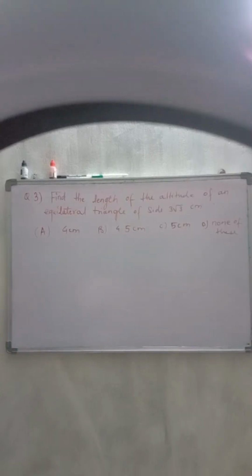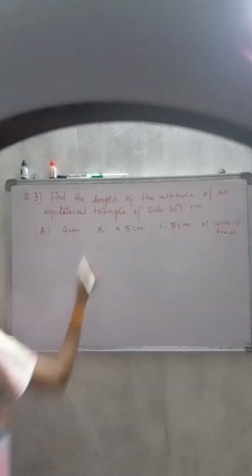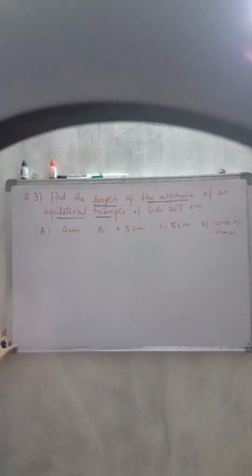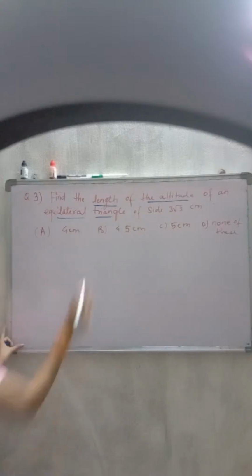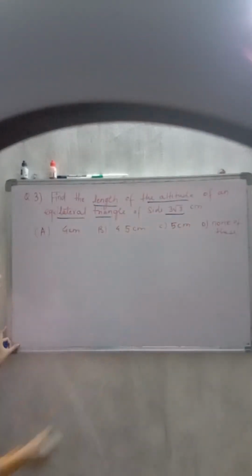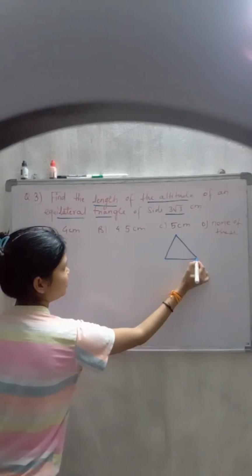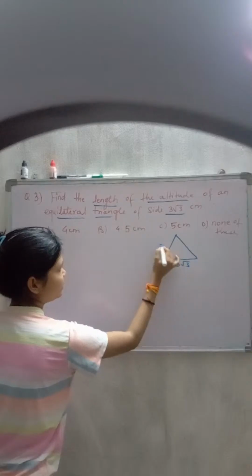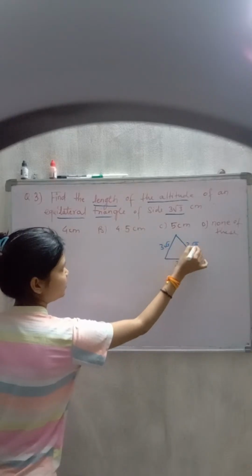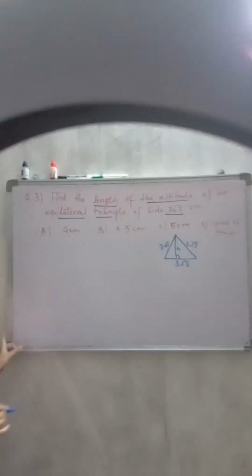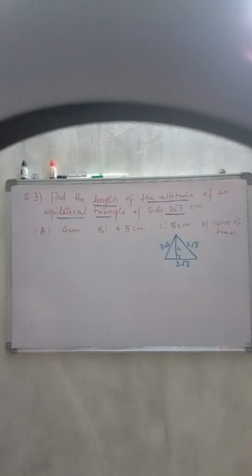So let's solve this. We want the length of the altitude of an equilateral triangle. What is an equilateral triangle? The triangle in which all three sides are equal. So side is given as 3 root 3 and we want the length of the altitude. Okay, suppose this is our equilateral triangle of side 3 root 3 and we want the altitude h.